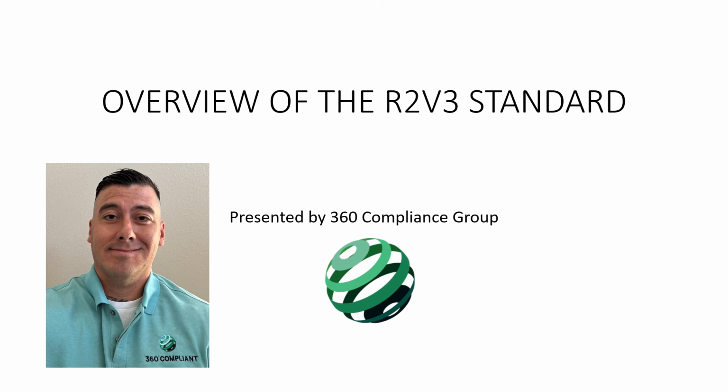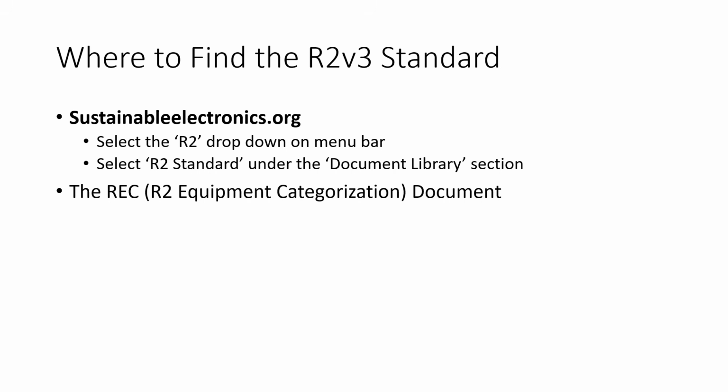Overview of the R2v3 standard. The standard can be downloaded from SERI's website, sustainableelectronics.org. Once there, you'll select the R2 drop-down button in the top menu bar, then select R2 Standard, which will be listed under the document library.